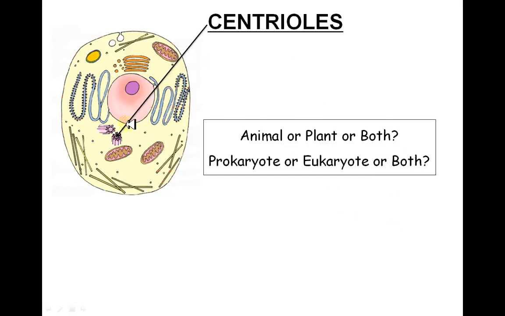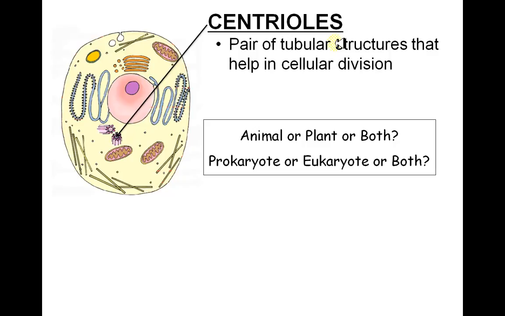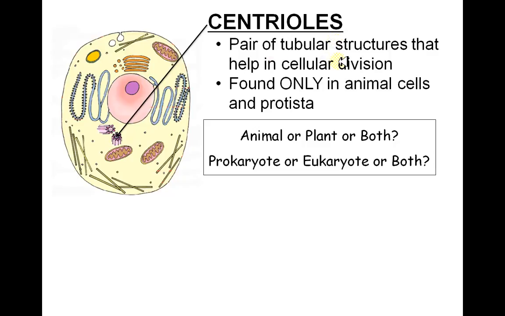Centrioles are only visible at certain times. These are paratubular structures that help in cell division. They're only found in animal cells and protista. They tend to only be visible close to the cell cycle, where we actually start the process. These are the things that move to one end or the other end, and the DNA will split apart and move toward this centriole, creating a daughter cell, or move over to that centriole up there.